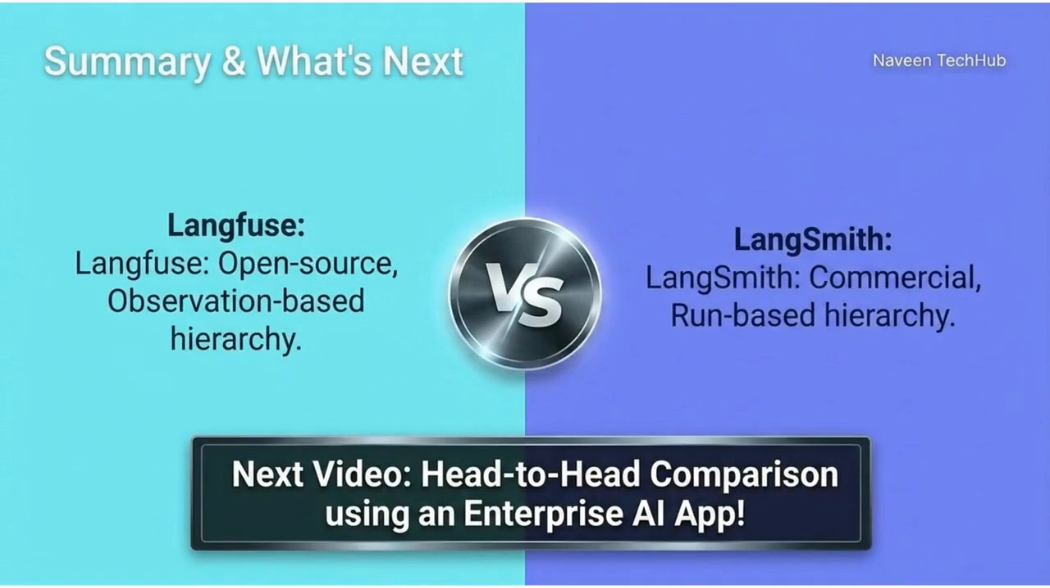Let's quickly summarize. Langfuse gives us an open-source, observation-oriented model for tracing LLM applications. LangSmith is a commercial platform with a run-oriented hierarchy and strong integration with the LangChain ecosystem and agent development workflows. But both ultimately help us answer the same important questions. What happened inside my AI application? Which component caused the problem? How long did it take? How much did it cost? And was the final answer actually good?